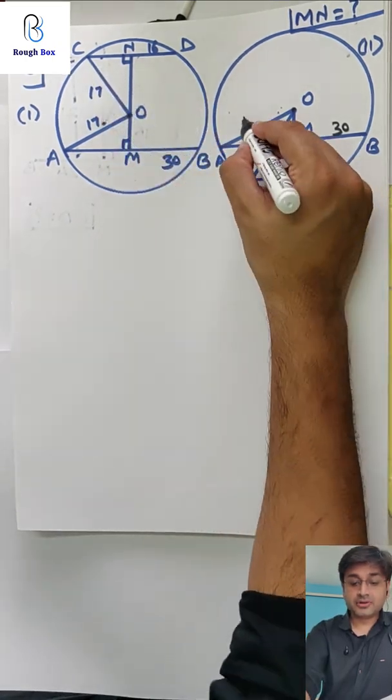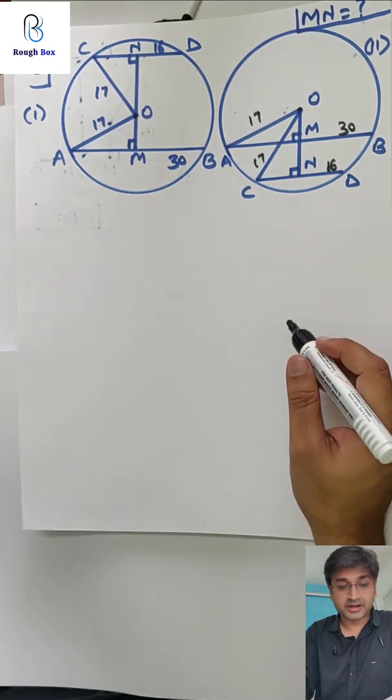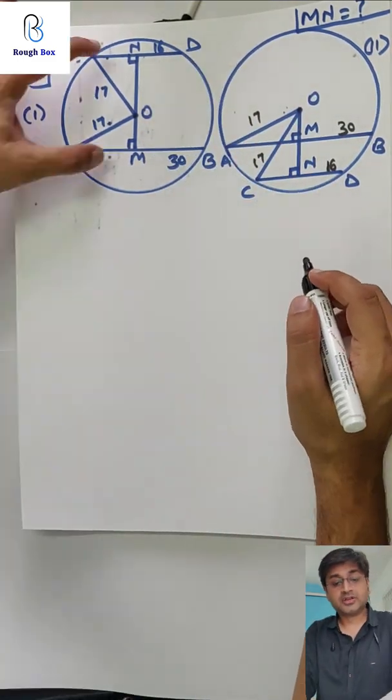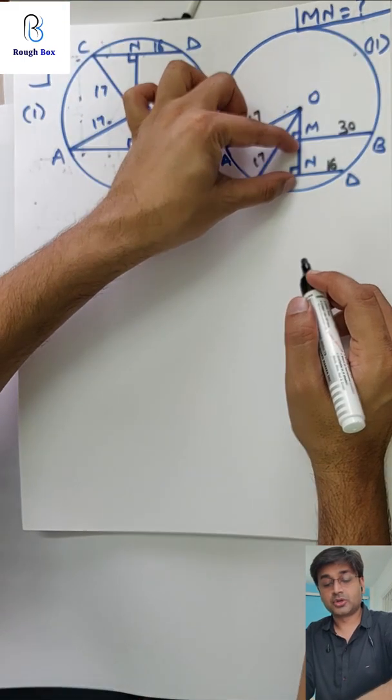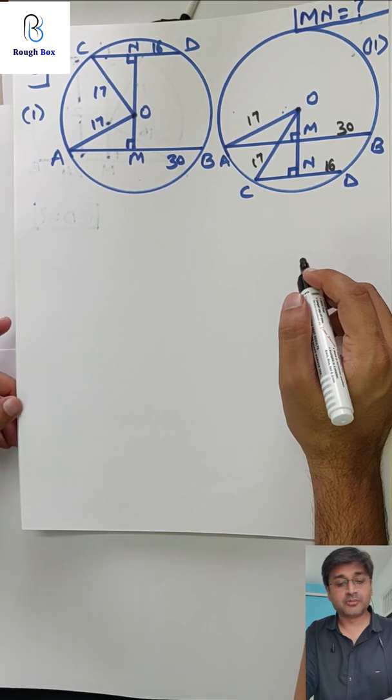The radii is given to you as 17. So OA, OC both are radii, so 17. Your question is to find the distance between the two chords. So here also MN, here also MN. But both answers are going to differ, but your start goal is going to remain the same.